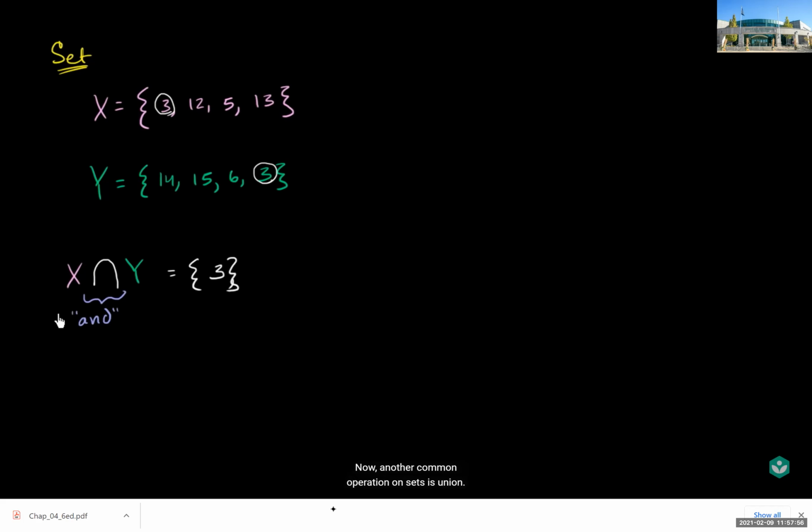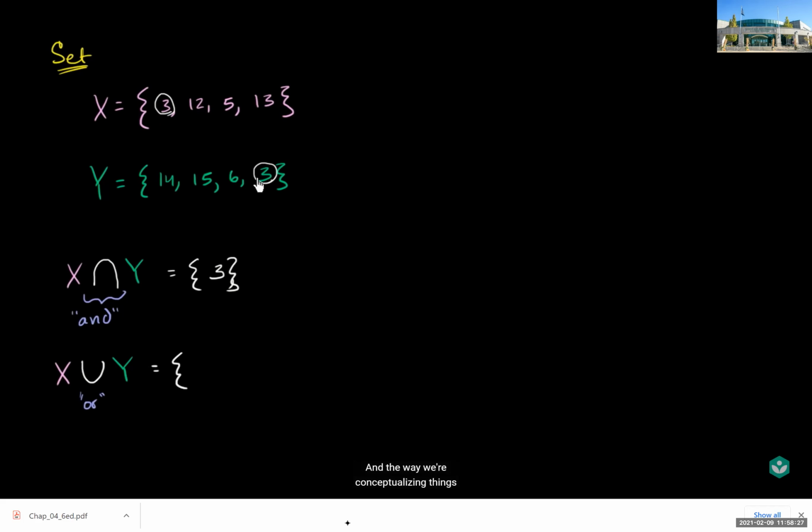Now, another common operation on sets is union. So you could have the union of X and Y. And the union, I often view, or people often view, as OR. So we're thinking about all of the elements that are in X or Y. So in some ways you can imagine that we're bringing these two sets together. So this is going to be, and the key here is that we care, a set is a collection of distinct objects.